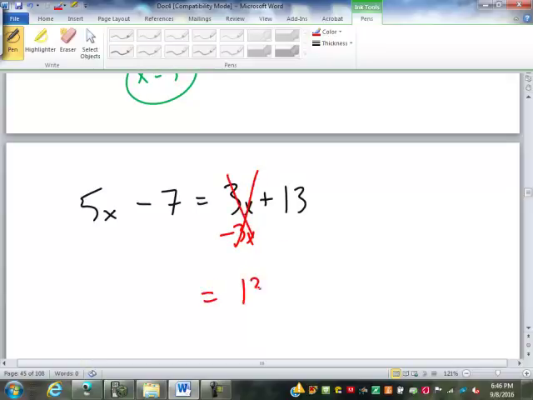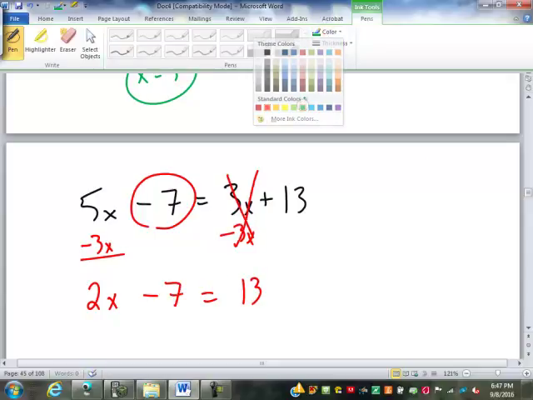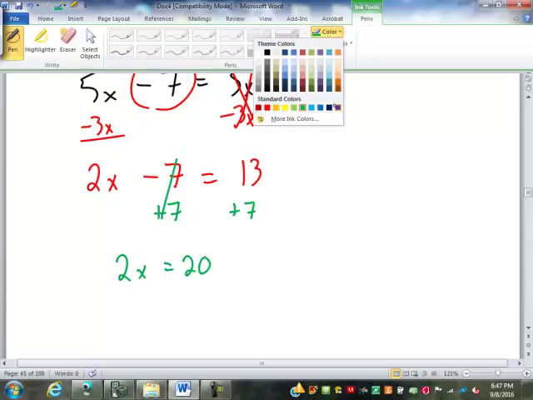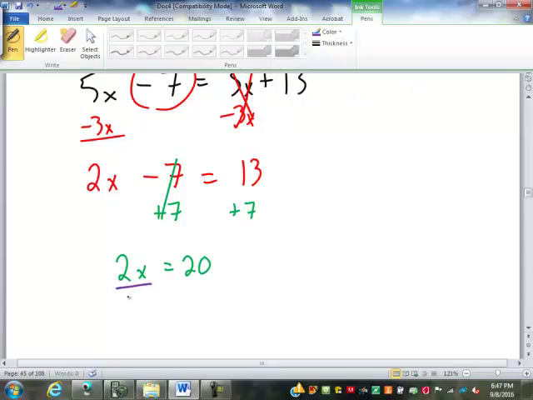That leaves us with just 13 over here. Now we have to take 3x from the other side. The only piece we can take it away from is the 5x. So 5x minus 3x is 2x. We can't forget we still have the minus 7 there. Bringing that down. Now what do we do? Add 7. Perfect. So 2x equals 20. And then divide by 2. X equals 10.